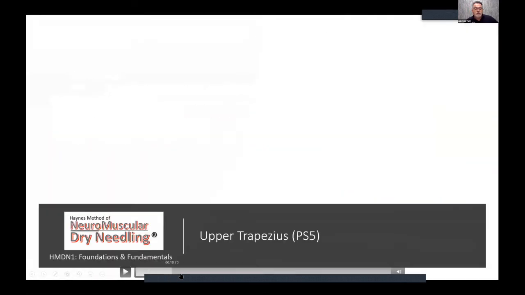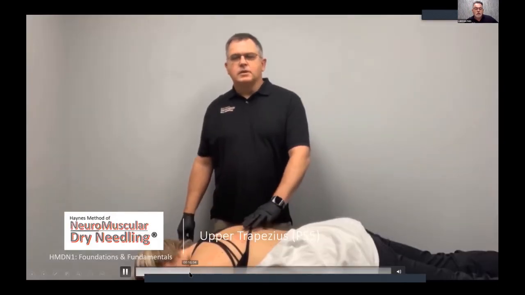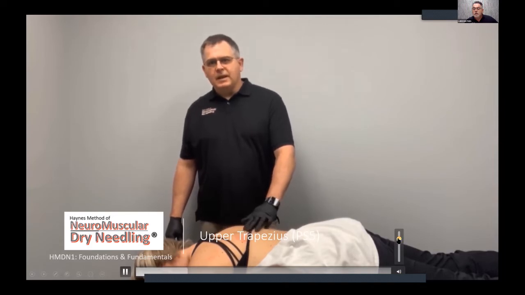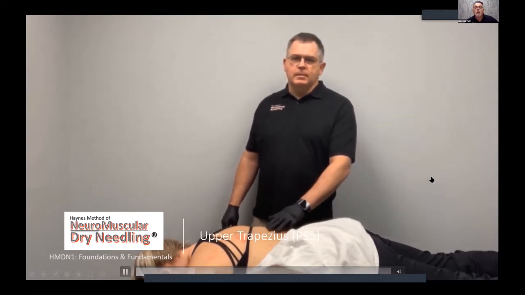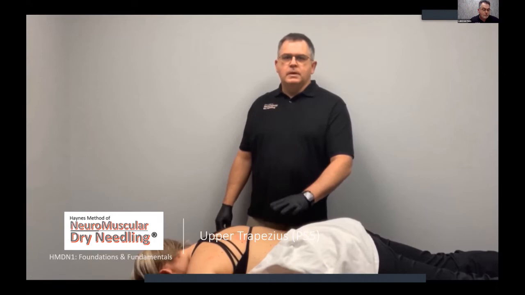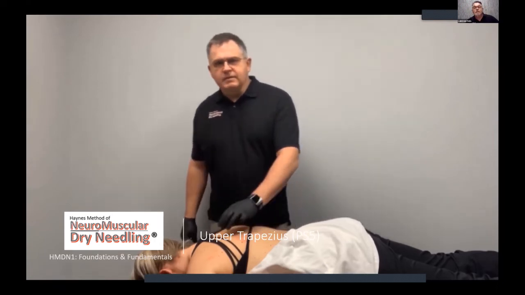I'm going to advance that a little bit. Needle length here is going to be 40 to 60 millimeters. There is no backdrop. We're going to palpate for the thickest aspect of the muscle belly.